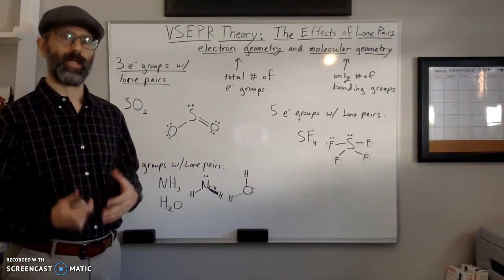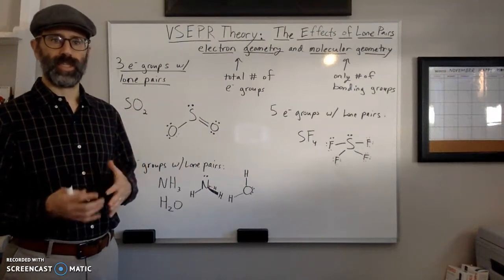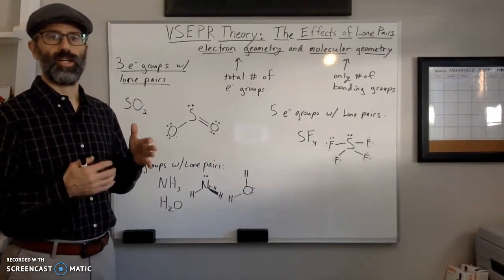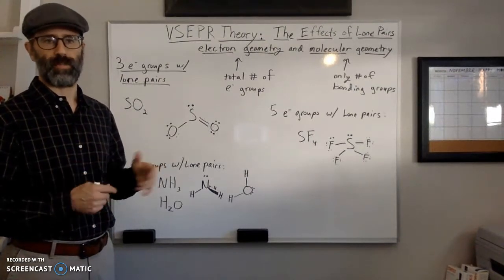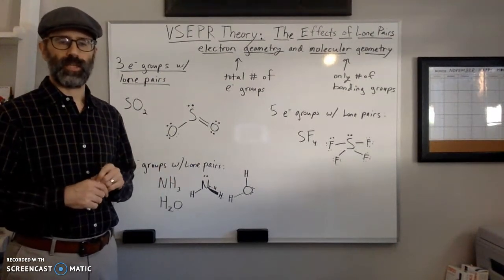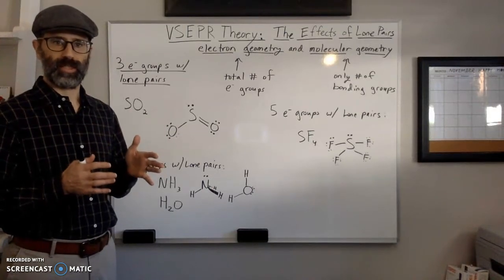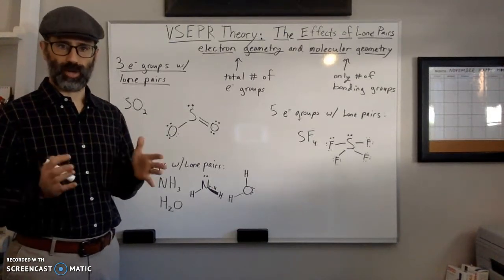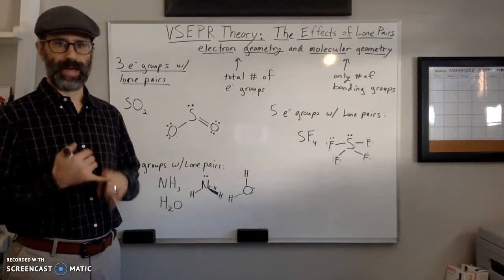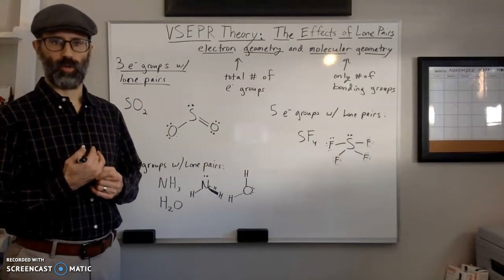In this video I'm going to talk about VSEPR theory, the effects of lone pairs, and the use of VSEPR theory to talk about the distinction between the electron geometry and the molecular geometry. The key difference between the two is that the electron geometry takes into consideration all electron groups, so bonding and non-bonding electron groups. And the non-bonding groups are your lone pairs.